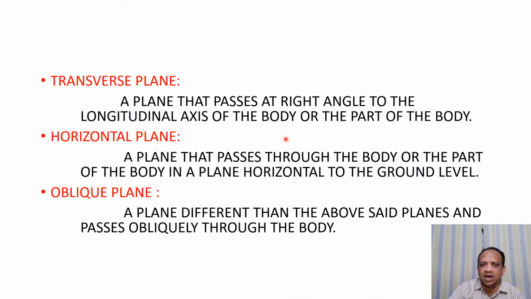Another plane is the horizontal plane, which we sometimes use. It is a plane that passes through the body or any part of the body which is just horizontal to the ground level. It does not bother about the longitudinal axis of the body or the part. If we cut, that is a horizontal plane. The oblique plane is different from the transverse and horizontal planes and runs in an oblique direction.